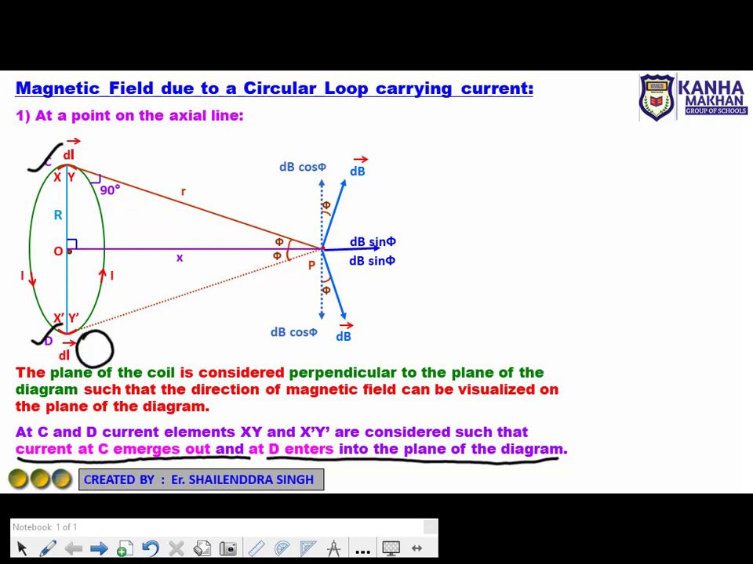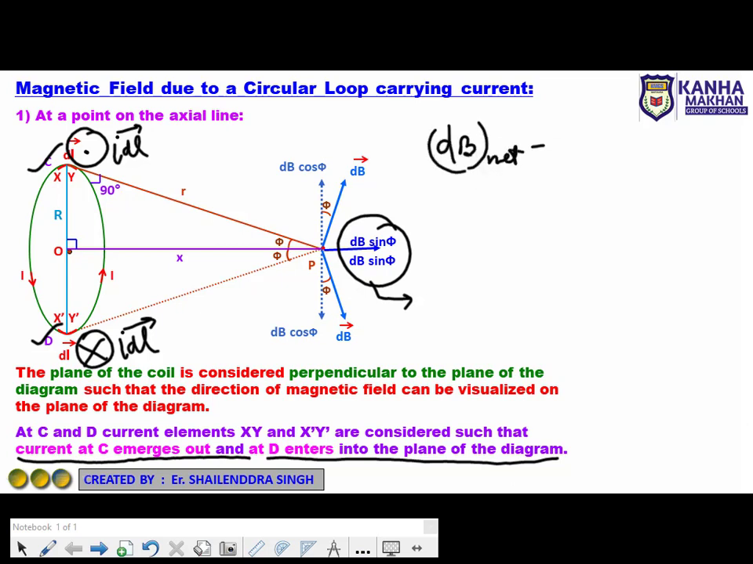So, you must place the current element in that downward part, entering inside of the board, and at this one point it will be outwards, which is also known as the ideal current element. So, finally, we will get the net magnetic field dB net, which we will find with the help of all the components of dB sin theta.